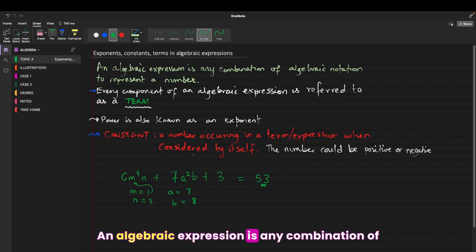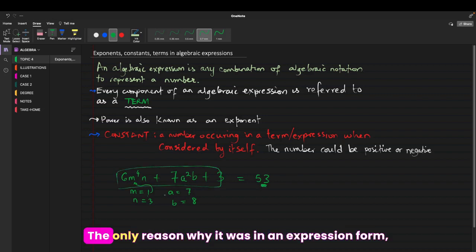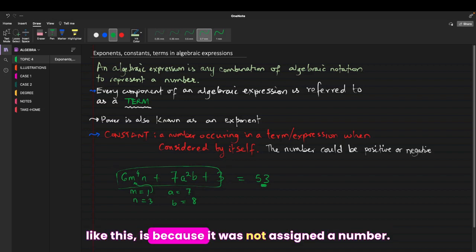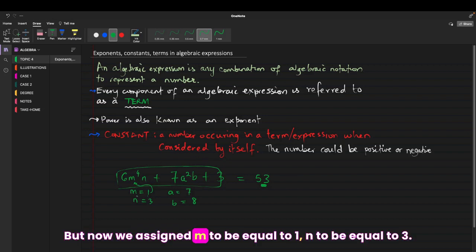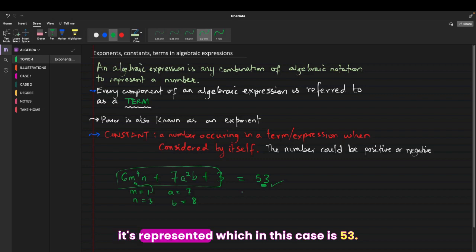An algebraic expression is any combination of algebraic notation to represent a number. This expression that I have written here represents 53. The only reason it was in an expression form like this is because it was not assigned a number, but now we assigned m to be equal to 1, n to be equal to 3, and so we eventually found the number it represented, which in this case is 53.